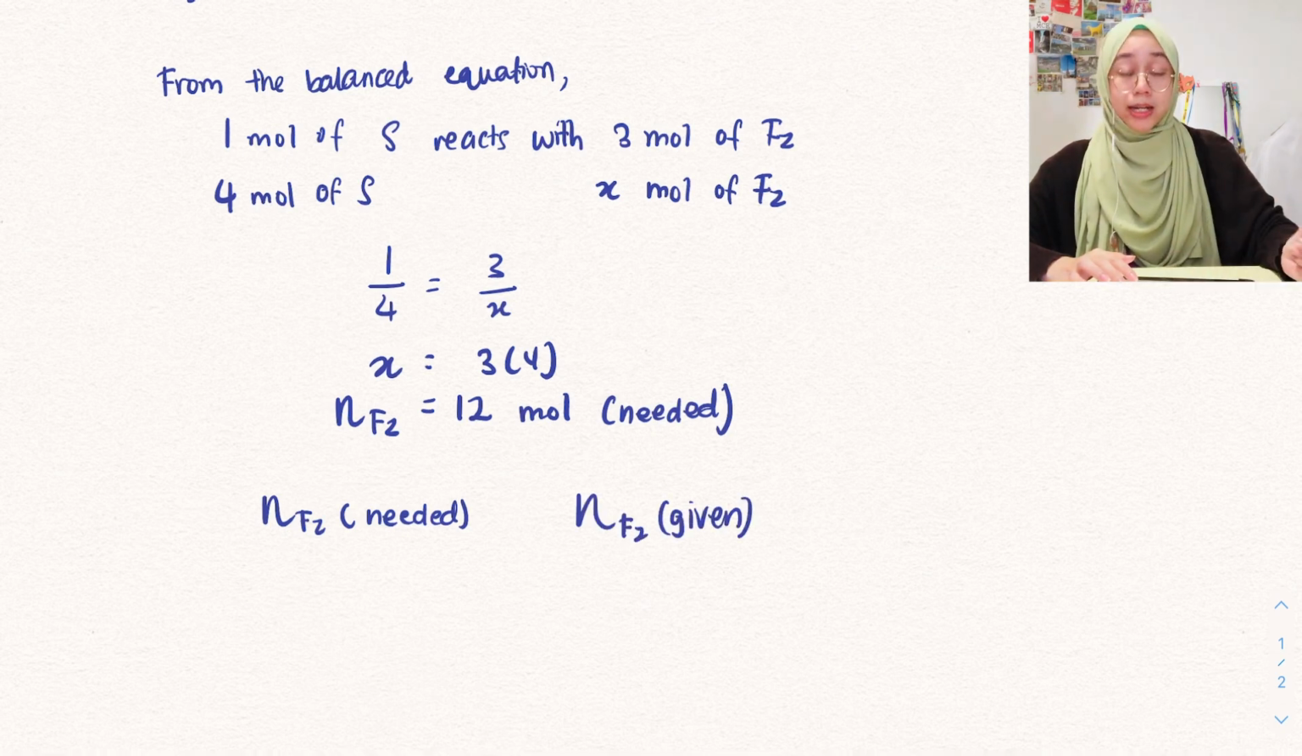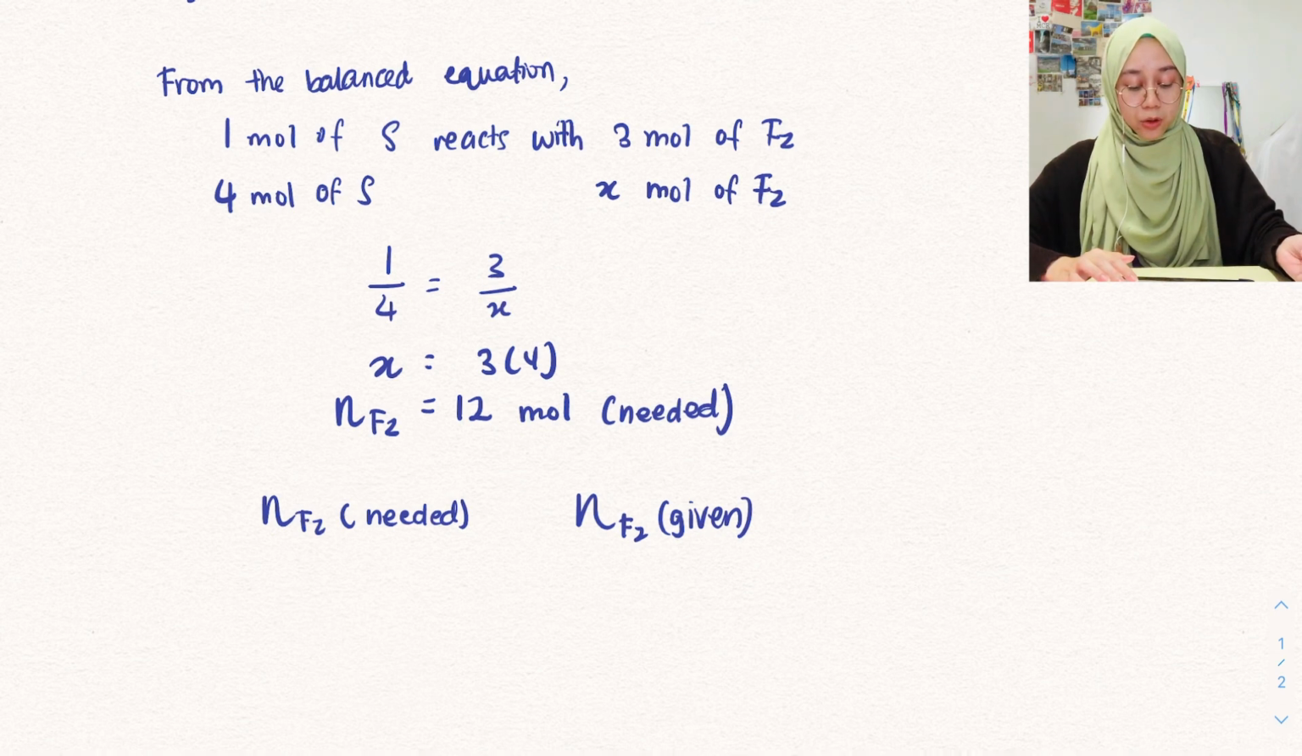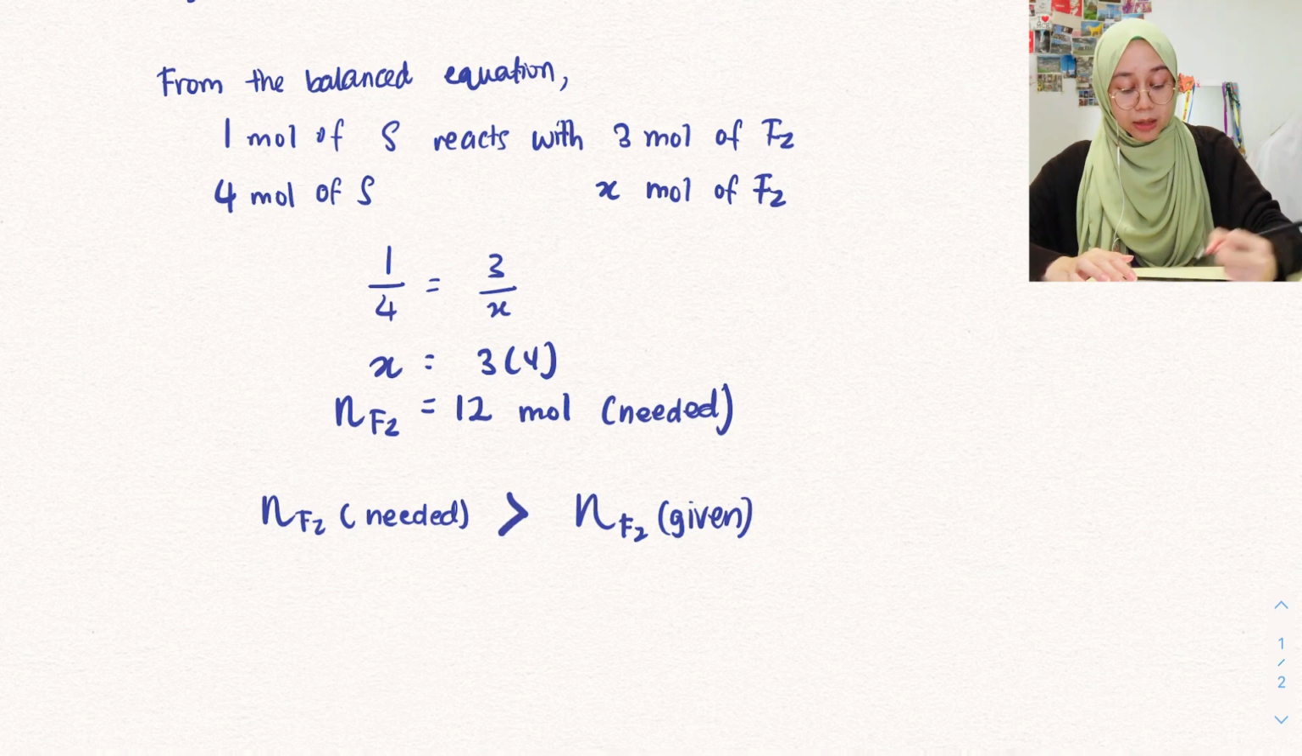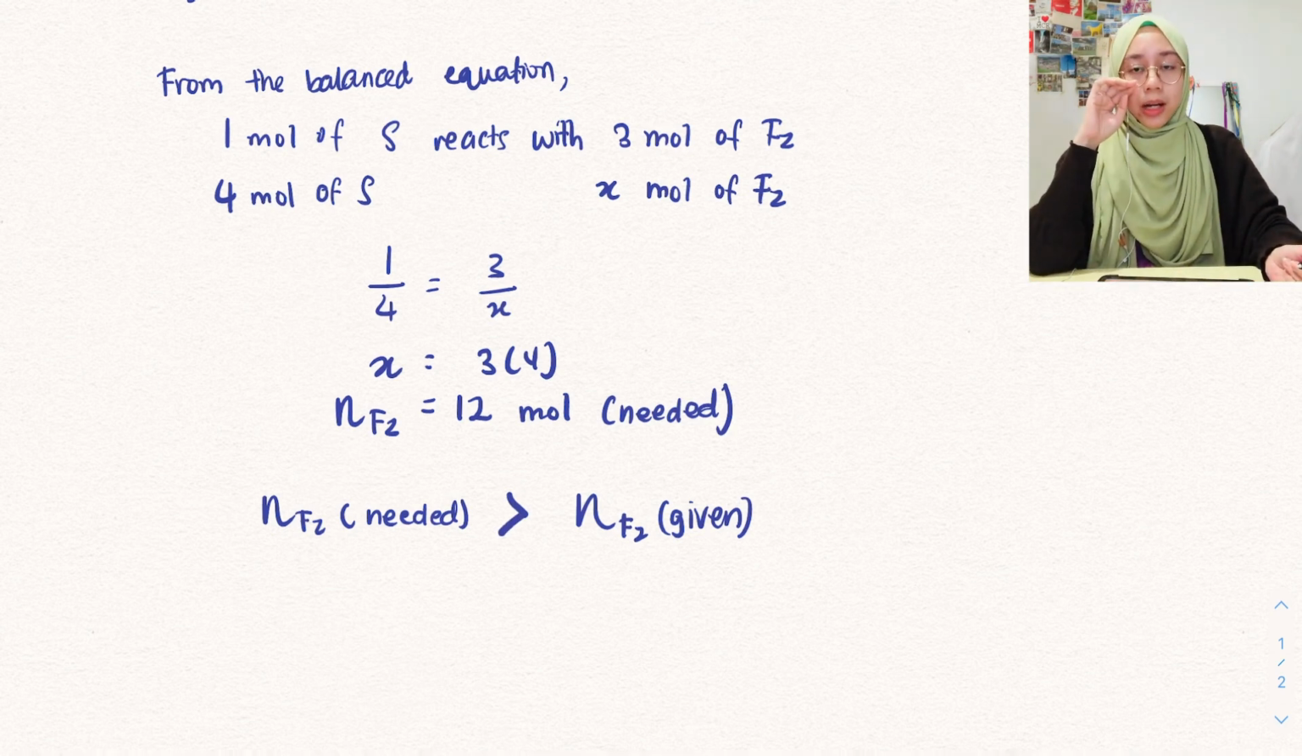Okay, so adakah dia lagi banyak ataupun lagi sikit? So needed ada 12. Given pula ada 10. So the needed one adalah lagi banyak daripada given. So class, if yang kamu perlukan lagi banyak daripada apa yang kamu ada, habis tak apa yang kamu ada tu?